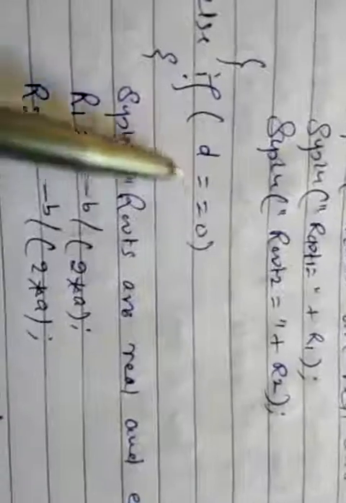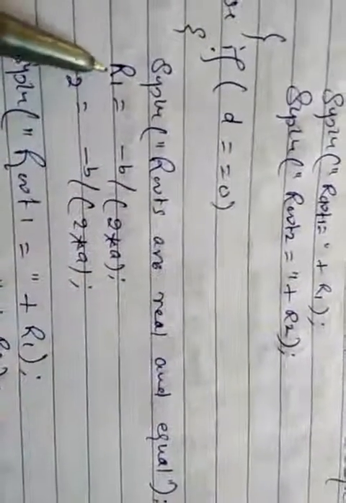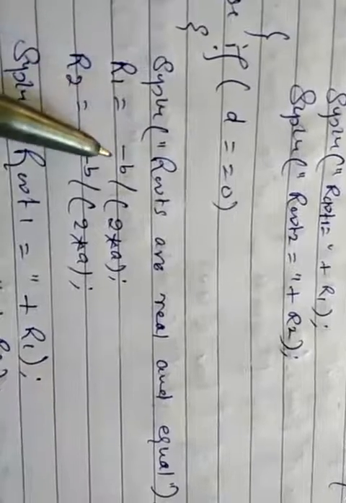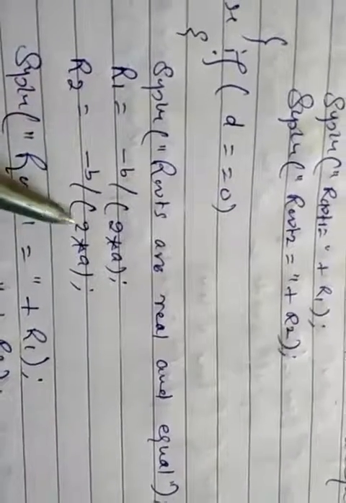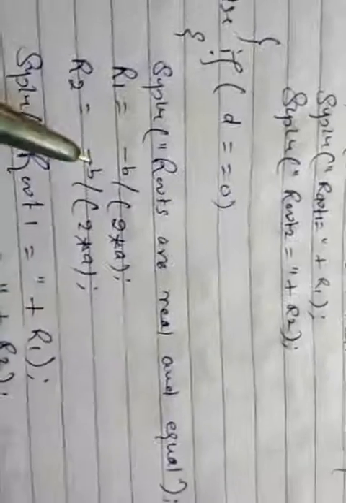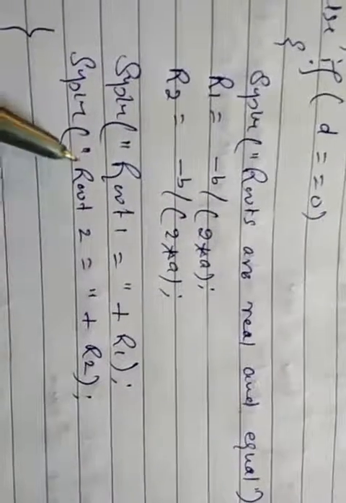And there is the second case, if d is equal to 0, that means b square minus 4ac equal to 0, so the roots are real and equal, and the formula will be r1 equal minus b upon 2a, and r2 equal minus b upon 2a, because the under-root part will be 0. So root 1 equal r1 and root 2 equal r2.